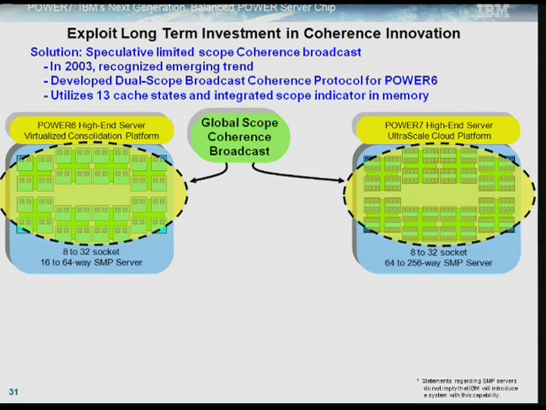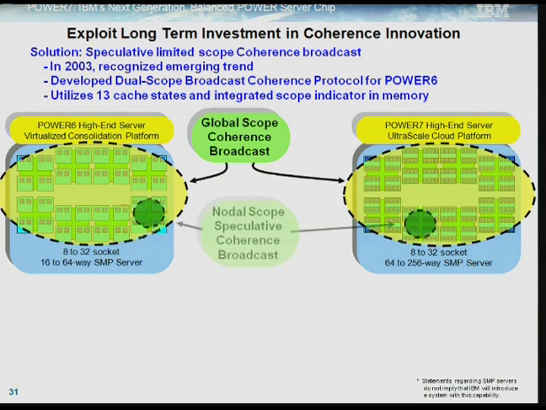Now, you may ask, are you adding a bit to every cache line? Well, actually, it's kind of nice. It gets buried in with the error correction codes, and we kind of get it for free. And so what this enables us to do is essentially do speculative nodal broadcasts, effectively multiplying the coherence throughput by a huge amount.